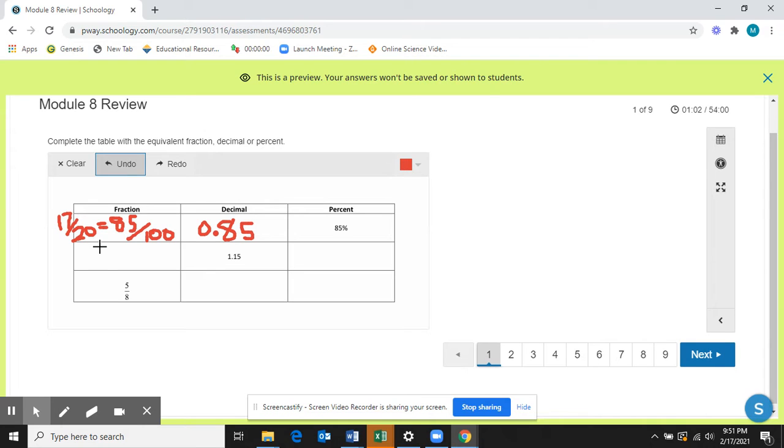1.15 is 1 and 15 hundredths, which is 115 hundredths. And then to write that as a percent, when you're getting rid of the percent and you want to make it into a decimal, you cross the percent out and move twice to the left. If you're creating a percent, you go towards the direction of percent, twice to the right. So it becomes 115. If you look at 115 hundredths, that would mean it's 115%.